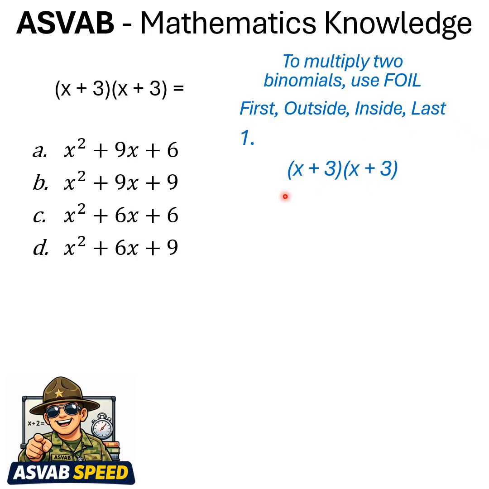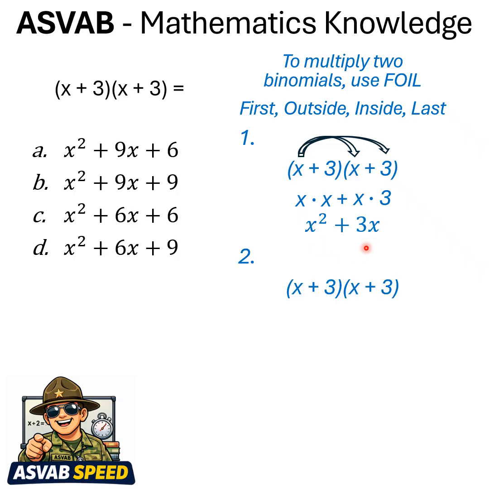Rewrite the problem, and step 1 is first, x times x. Then we go outside, x times 3. Do the math. X times x is x squared. X times 3 is 3x. Step 2, rewrite the problem, and we're going to do the inside and last. So inside, 3 times x. Last, 3 times 3. Do the math. 3 times x is 3x, plus 3 times 3, which is 9.